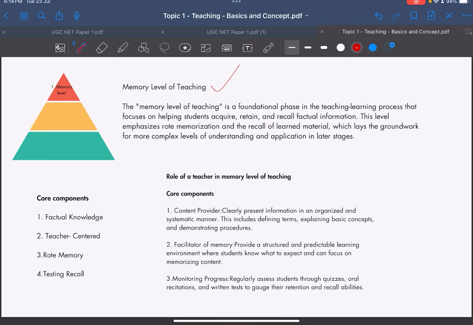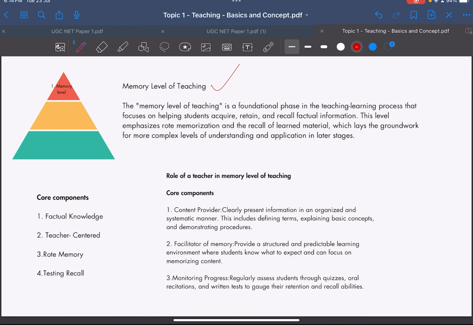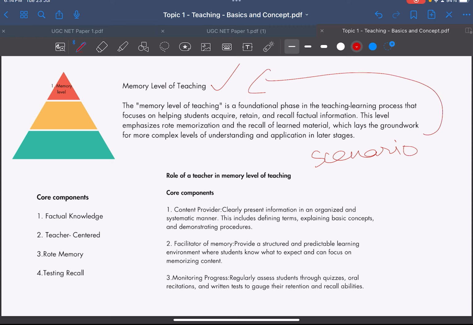First is memory level of teaching. As you know, you will not be asked what is memory level of teaching, right? So questions under this will be scenario based and you'll have to figure out whether it's memory level of teaching or not. So how you can do this is by memorizing the key concepts, which are factual knowledge, teacher centered, rote memory, and testing recall.